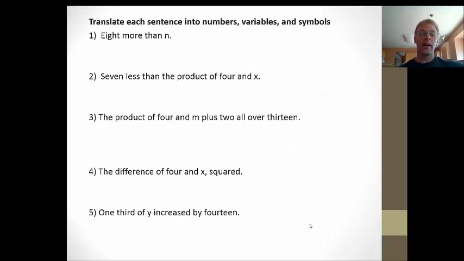Okay, now we're ready to dive into actually translating our sentences, our verbal sentences, if you will, into numbers, symbols, and variables, into expressions, mathematical expressions. So let's take the first one together.